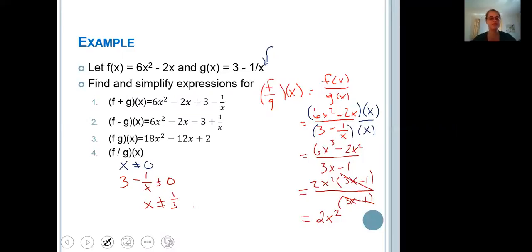So my domain for this part here would be, ready for this? Negative infinity to 0, union 0 to 1/3, union 1/3 to infinity. Okay? Let's put my answer on here.